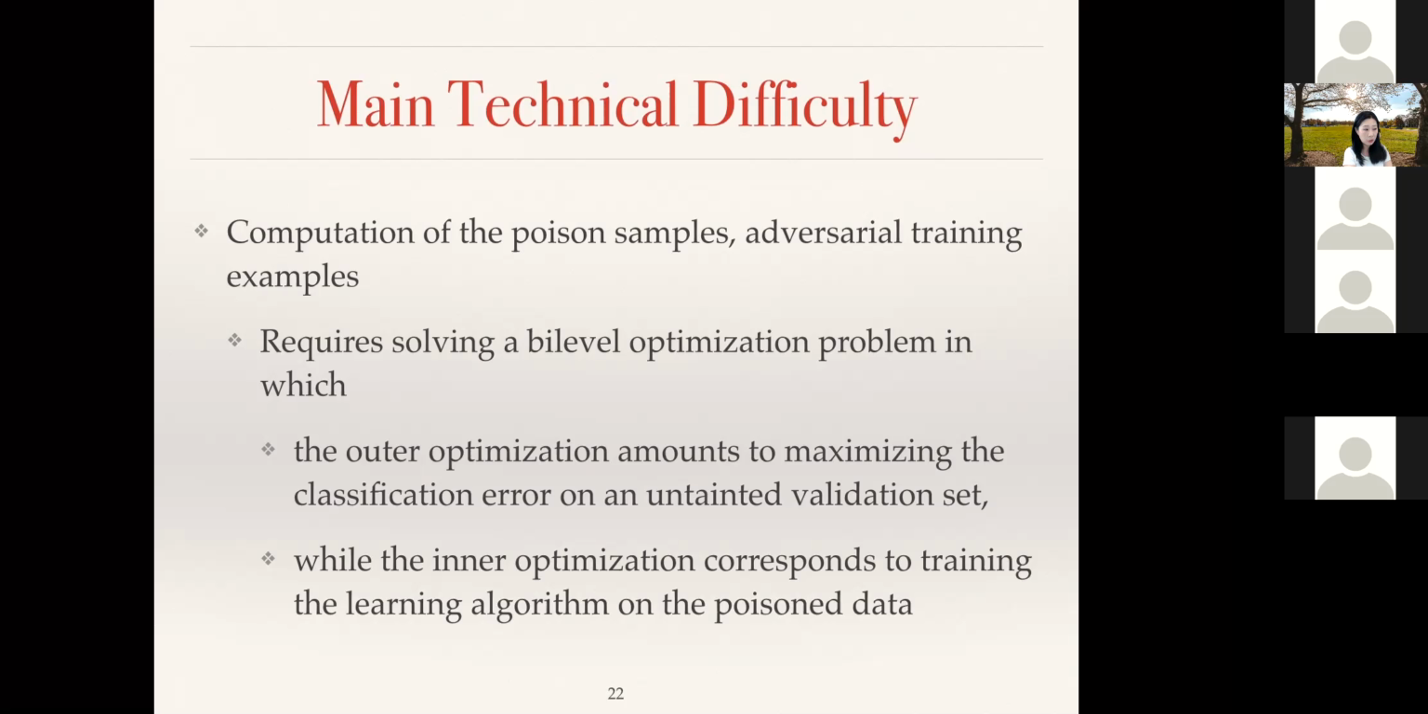What is this outer optimization problem? It's essentially to maximize the classification error on the untainted validation set. So what does this mean? This means that I want to find such a poison, right? Let me think. I think this is a little bit confusing here. Let's go to the next slide.